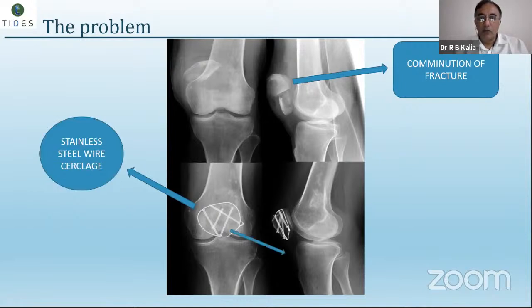And then the problems that you're going to face are problems of the soft tissues: the loops of the wires sometimes come out through the skin, and other things also happen, such as anterior knee pain.